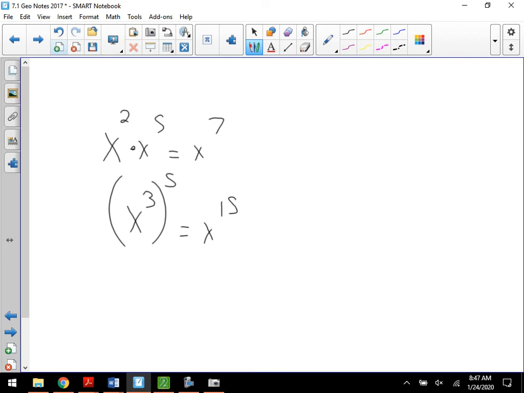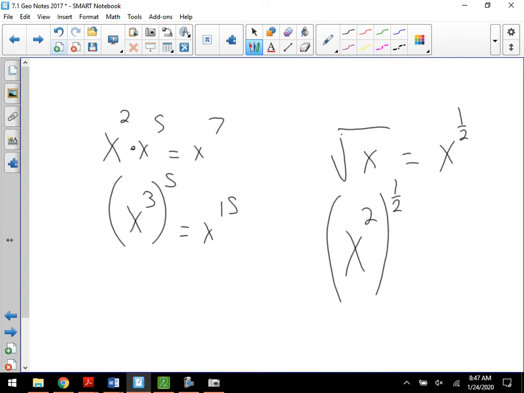Now here's what's crazy. Do you know what that is? Do you know what it is as an exponent? This is the same thing as x to the 1/2. So if you have x squared and you have to undo it, remember how you said you multiply, power to power, you multiply? What's 1/2 times 2? 1. That's why this works.